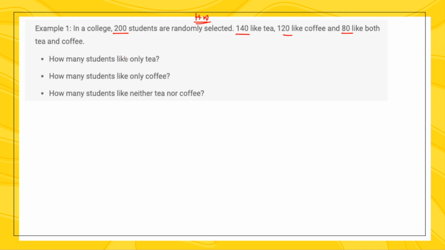Now the question is how many students like only tea, how many students like only coffee and how many students like neither tea nor coffee. So these 3 questions are there for today's homework. It's pretty simple. If you have understood the Venn diagram and how I have solved questions, it will be easy for you to approach these questions.